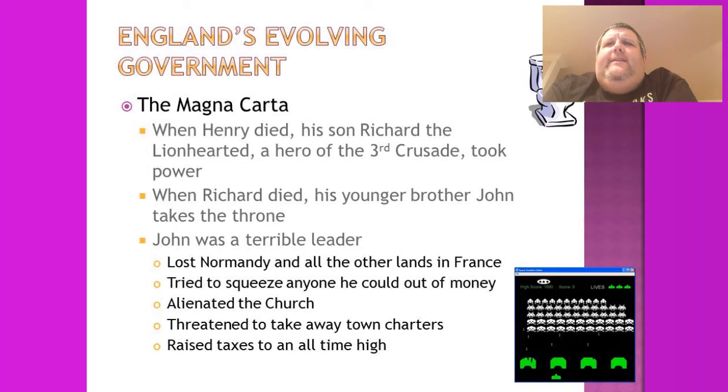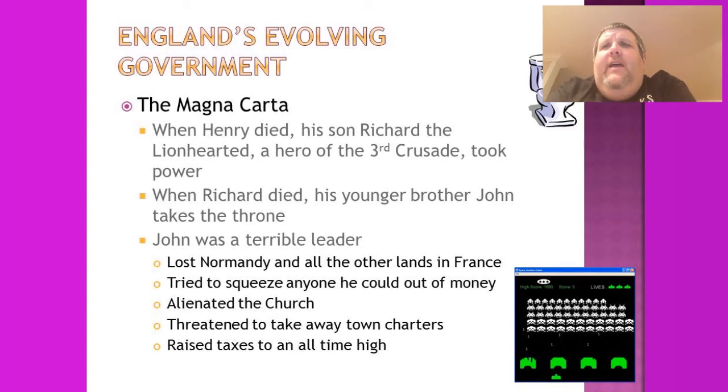Then what happens is Henry dies, and Richard the Lionhearted, who is a hero from the Crusades that we talked about last section, takes power. And everybody's very happy because he was this hero. But he dies, and his younger brother then takes the throne. Well, the problem with John, who is his younger brother, is he's an awful, awful leader. He loses all of their land in France. Just a terrible, terrible leader as far as a military leader.